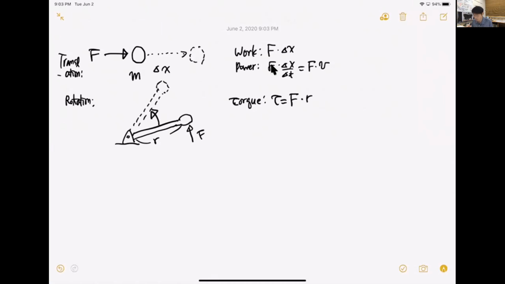And now the change will result in delta theta. So the work now is the torque times the resulting delta theta. And then what's power? This happens in a wheel or bicycle or a car, whichever uses a wheel, or airplane engines. In that case, power is now tau times delta theta over delta t, or tau times omega, which is angular speed. Okay, does it make sense?